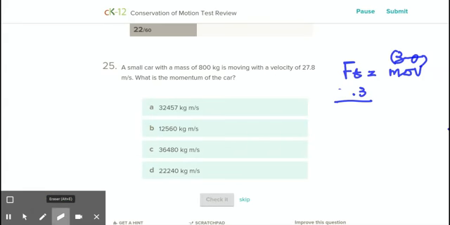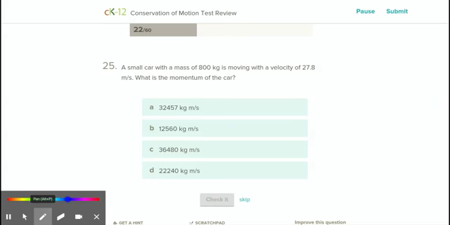Number 25. A small car with a mass of 800 kilograms is moving with a velocity. What is the momentum? Even more straightforward. This is the mass, this is the velocity, P equals mv. All right, multiply them together.